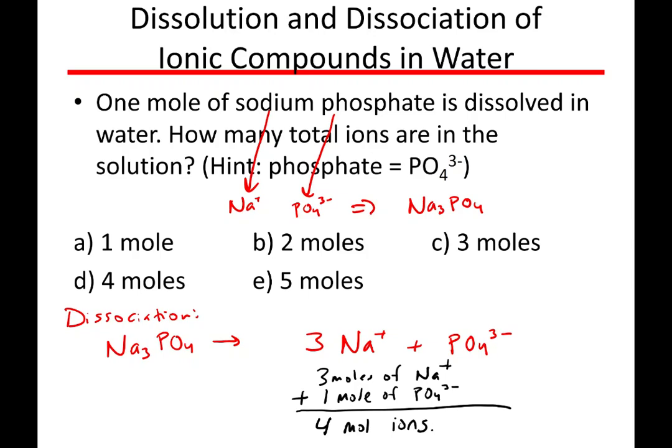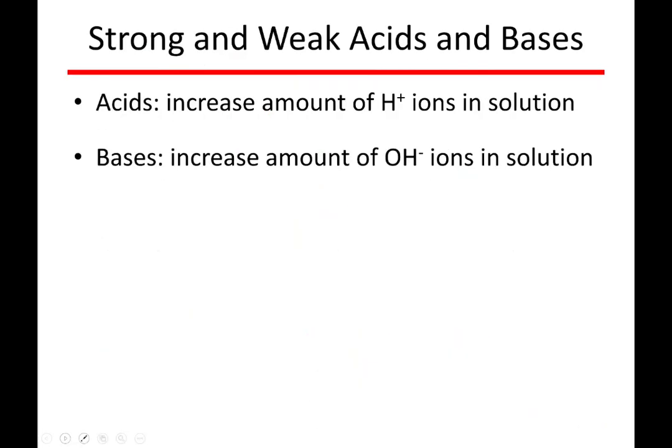Very important to think carefully about what equations are telling you in words. What this equation tells us in words is that 1 mole of sodium phosphate breaks up to make 3 moles of Na+ ion plus 1 mole of phosphate ion. 4 total moles of ions here. The answer is D. Next, we'll talk about acids and bases.